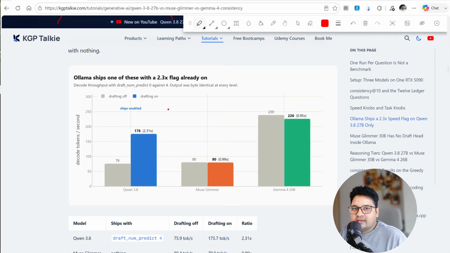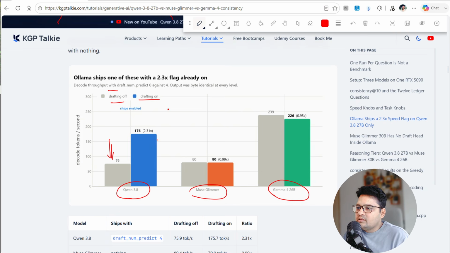Now let me show you how MTP affects the generation speed. In Ollama, MTP is known as drafting on or off. The gray one which you are seeing here is drafting off, and the colored one is when the drafting feature in Ollama is enabled. One thing you will notice: it is doing well with the Qwen 3.8 and with the Gemma 4 26 billion parameter model.